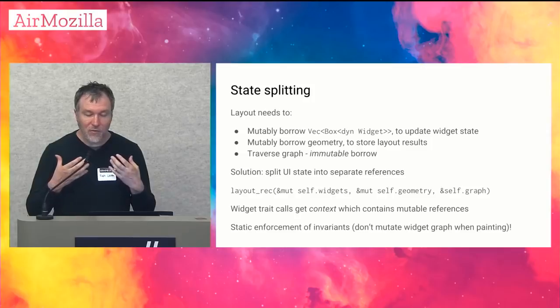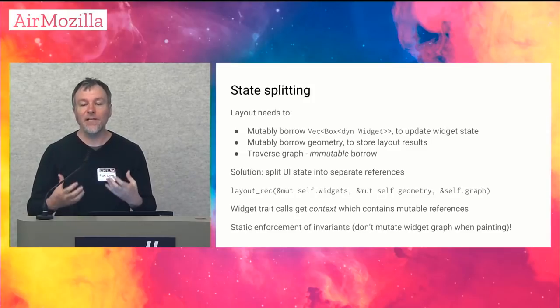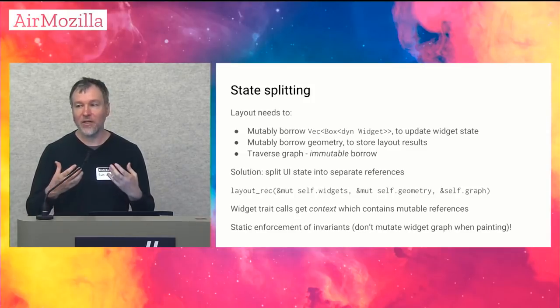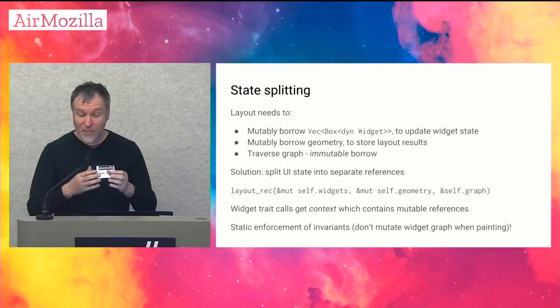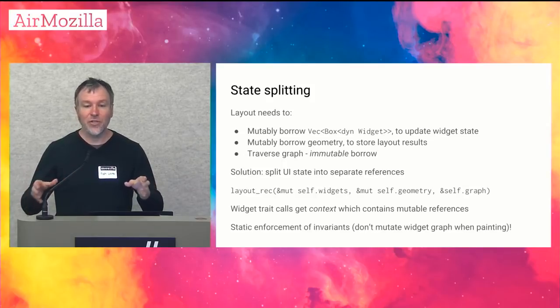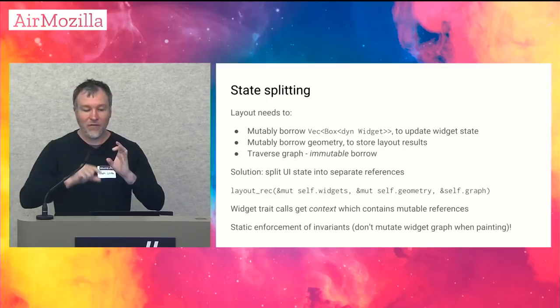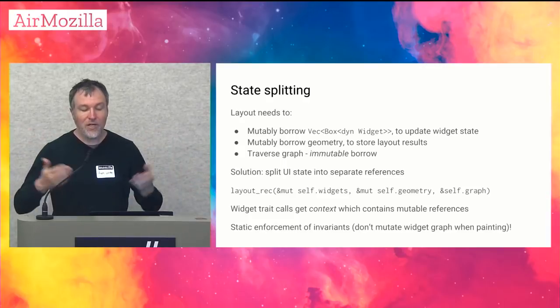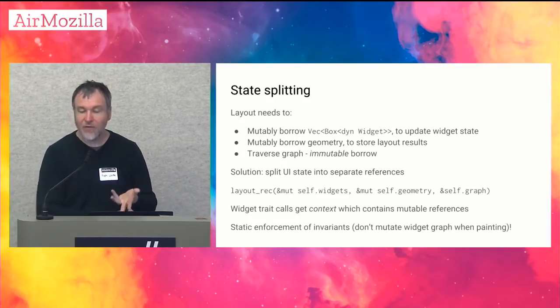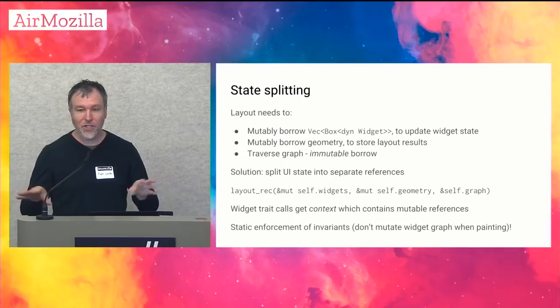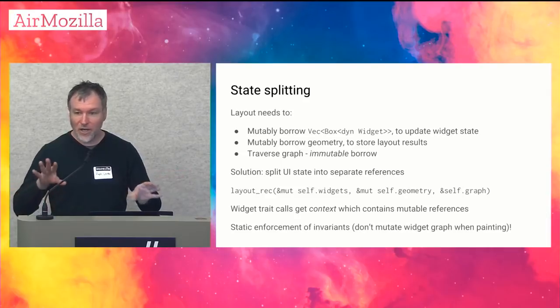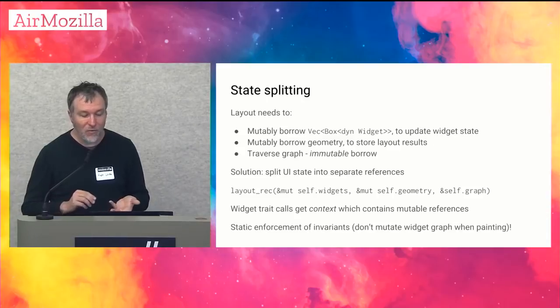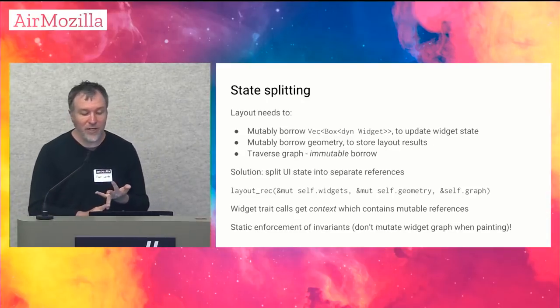And the way this is implemented is actually kind of simple. And this is one of the reasons why it has to be structure of arrays rather than array of structures, because structure of arrays allows you to borrow each one of those arrays with a different reference with different mutability. So when you're doing layout, you borrow widgets and geometry with mutable references, and you borrow the graph with an immutable reference. And for the other recursions, other traversals, you have different patterns there.